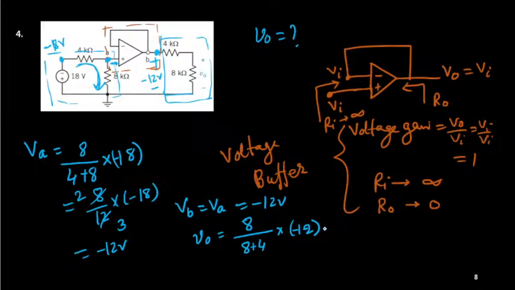So what is the value? I think 12, 12 will cancel out. This is minus 8. So minus 8 volt. Am I correct? Good. So V naught is minus 8 volt. Very nice. Okay, I hope you have got this point.